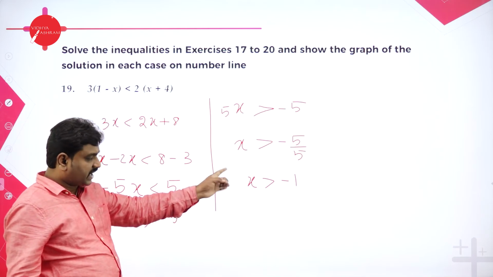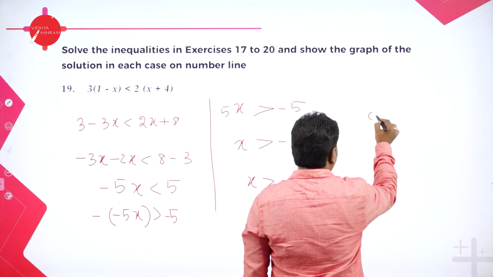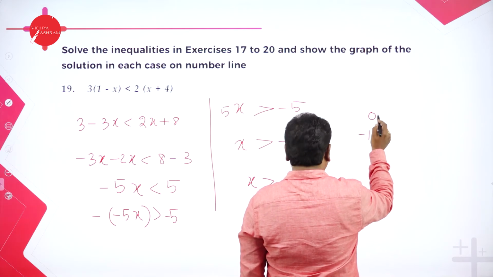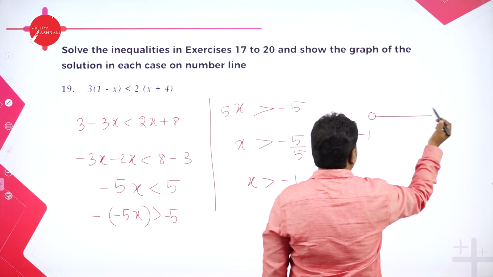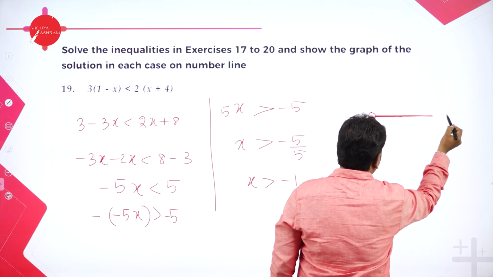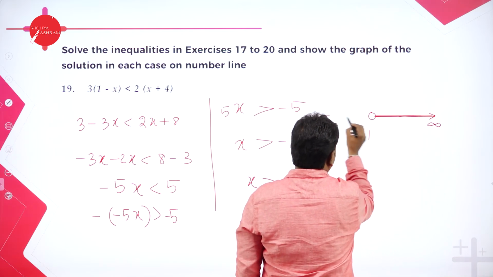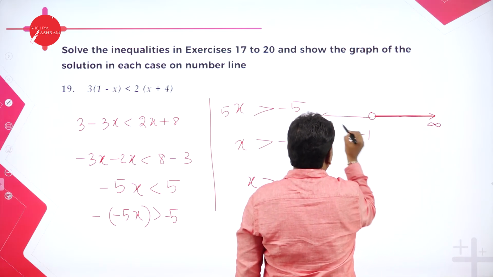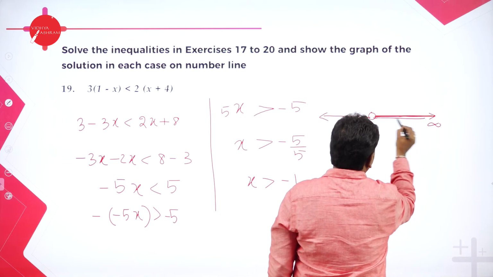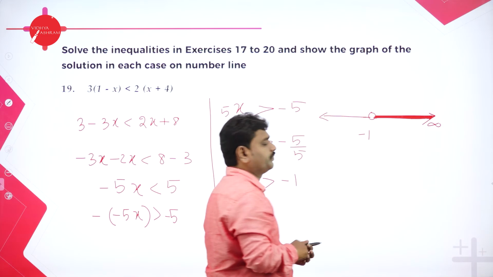X is strictly greater than minus 1, means more than minus 1, not including minus 1. So at minus 1 put an air bubble. Greater means what? Shade towards right, shade towards the right side of the line, make the line thicker towards the right side and shade it till what? Positive infinity. On the left side a thin line you should draw, and this is your solution region. Solution region means shade it a little thick, make the line thicker than the left side. That's it. This is the solution.